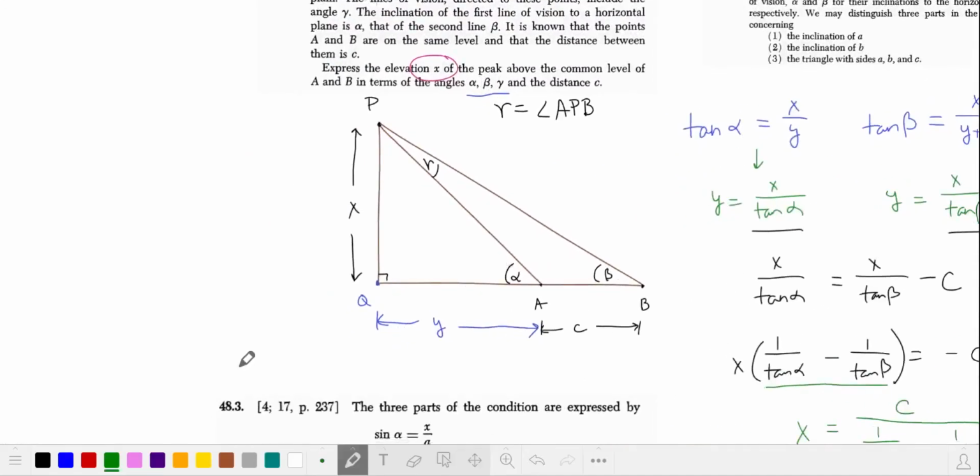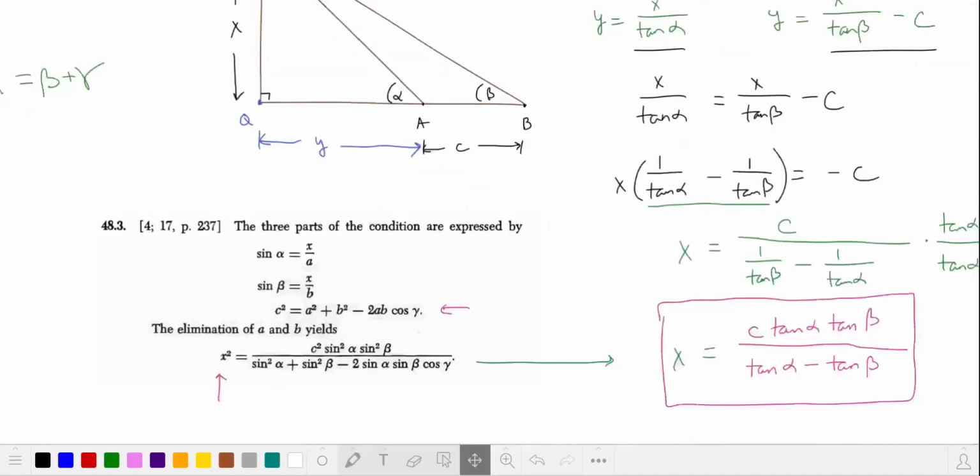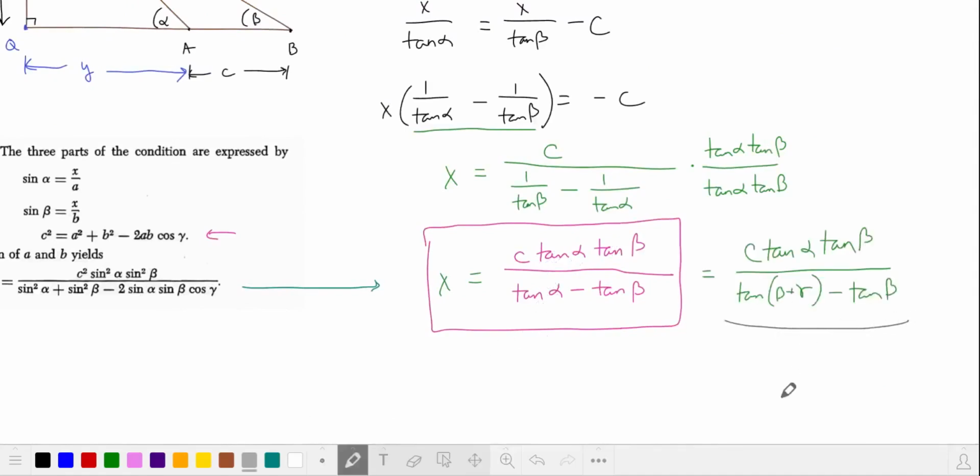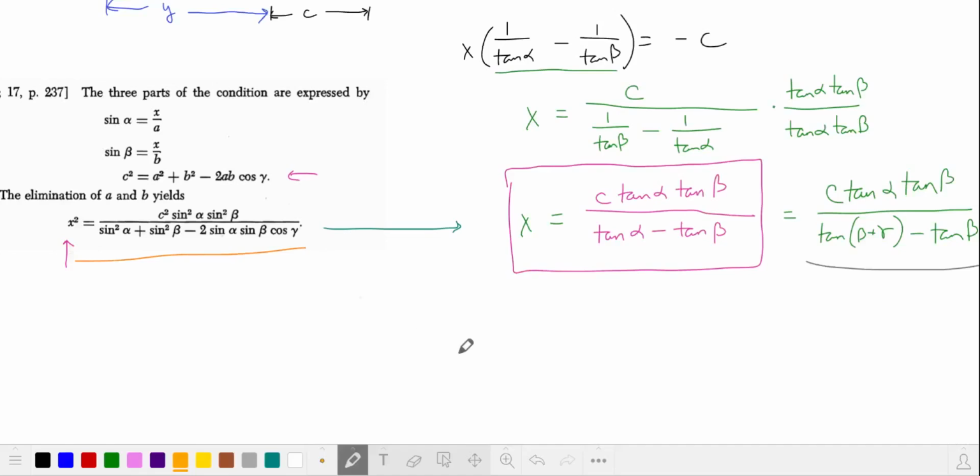I don't have gamma in my expression, but if I really needed to include it, I could note that alpha, since it's an exterior angle to triangle APB, is equal to beta plus gamma. And I can make that substitution for one of my tangent of alpha expressions, and now I have my expression that includes gamma in it. So I don't know. I don't find this solution very helpful.